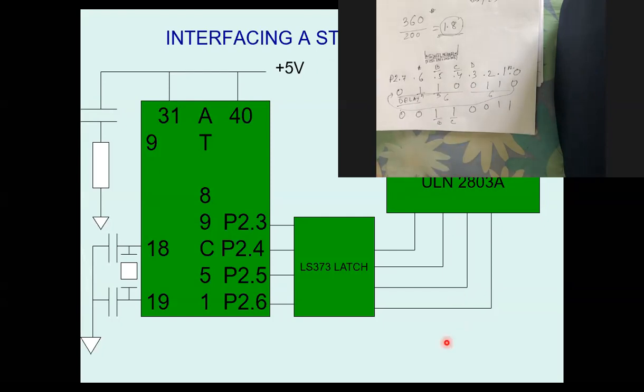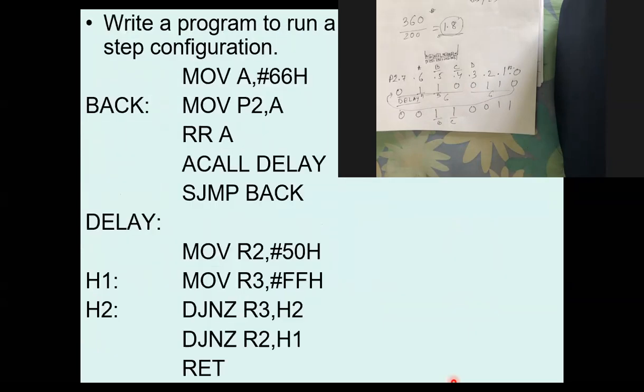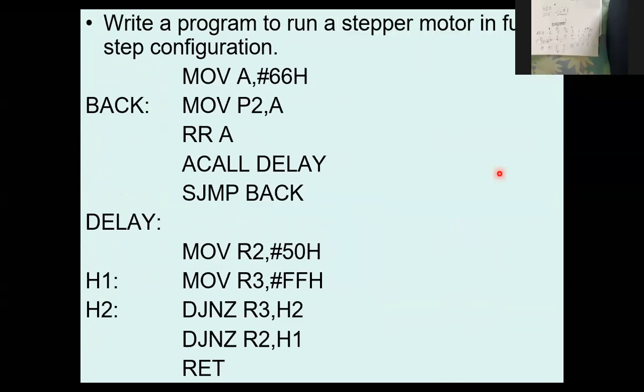So in my program, I'm giving 66. Just see my slide. MOV A, #66H, MOV P2, A. What are the functions? Whatever I give, that is 66 hexadecimal, as I mentioned in my copy. So 66H is given to port 2. After that, RR A means it will be rotated, and 66 becomes 33. After 66, AB will be energized. Remember, AB will be energized.